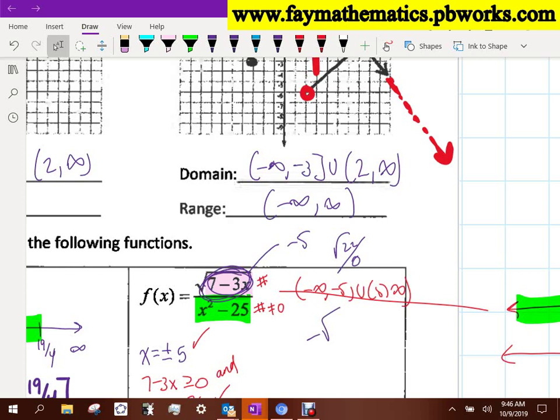Yeah, radical -8, right? And on the bottom I get 0. That's a huge problem. You got an imaginary number divided by 0. What does that even mean? Okay, so you can't do it.